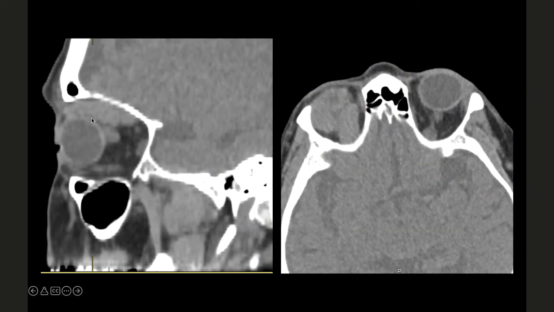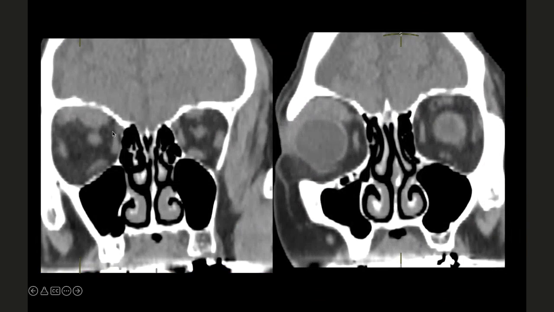Definitely, I think the patient can have some visual problems if it's really distorting the globe. But at this point, it's not doing any of that. My optic nerve is right there, and that looks good. So in the coronal image, see how it's getting close, but it's not.